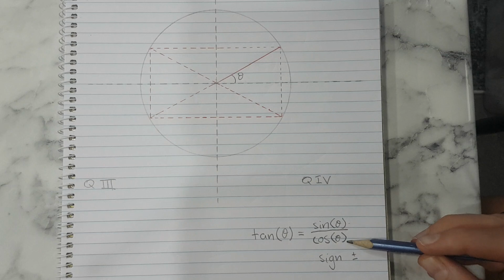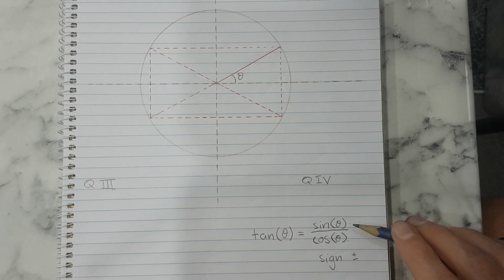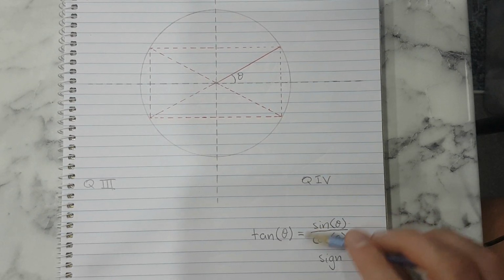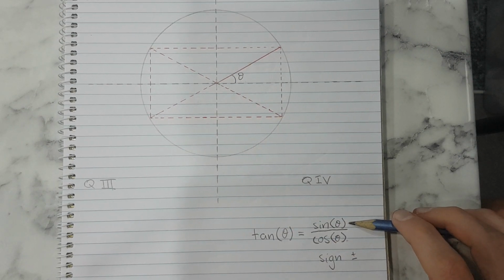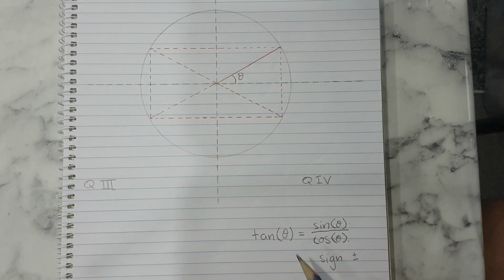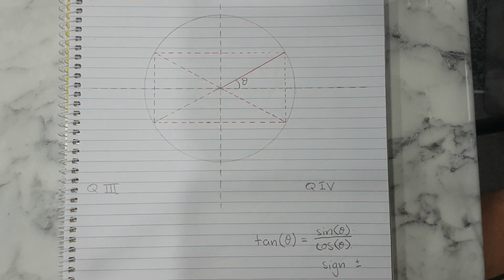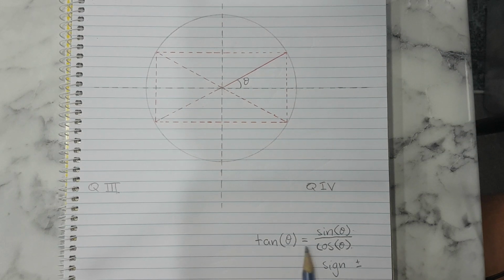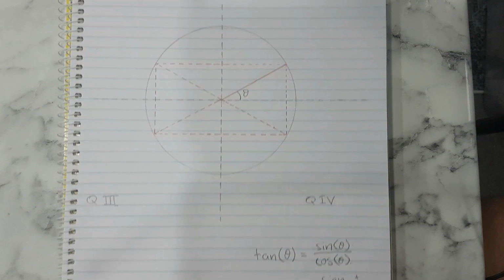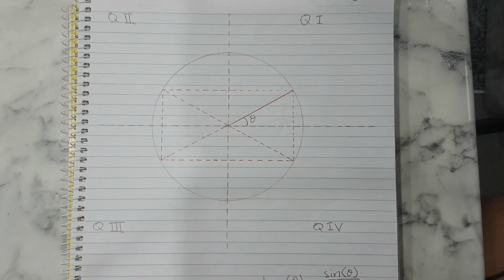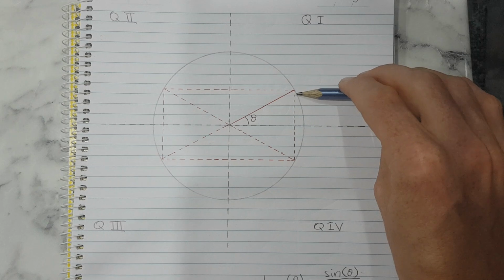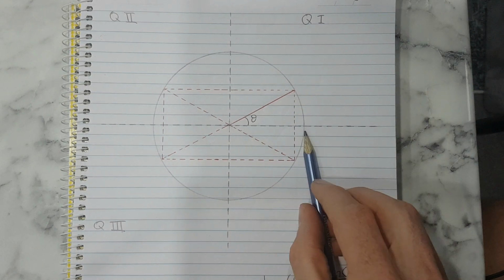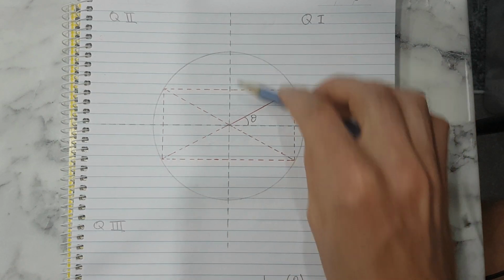If this is positive and this is positive, then tangent is going to be positive. If this is negative and this is negative, then the two negatives cancel and tangent will be positive as well. But if one of these is negative and the other one is positive, then we'll have a negative sign out the front, so the tangent will be negative. So that's how we can figure out where tangent is going to be positive or negative. So for example, again in quadrant 1, we just worked out that the sine is positive, the cosine is positive, so tangent will be positive in quadrant 1 as well.